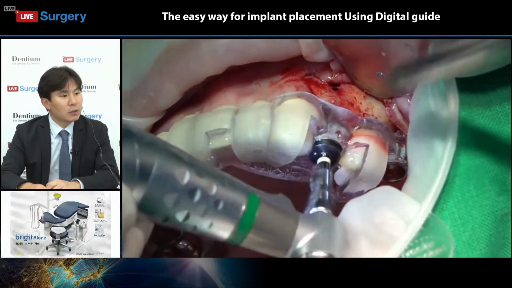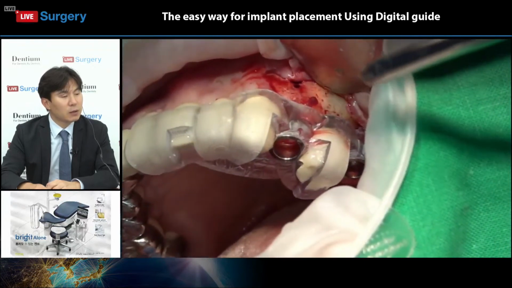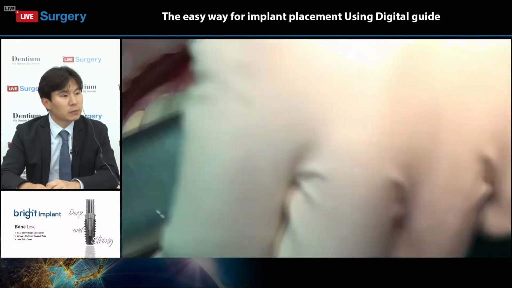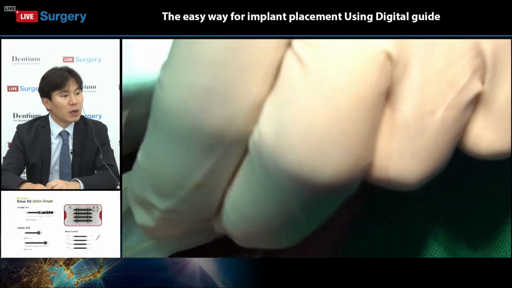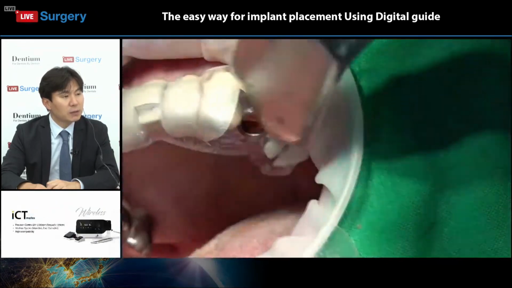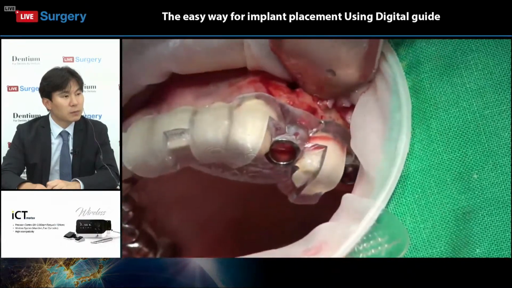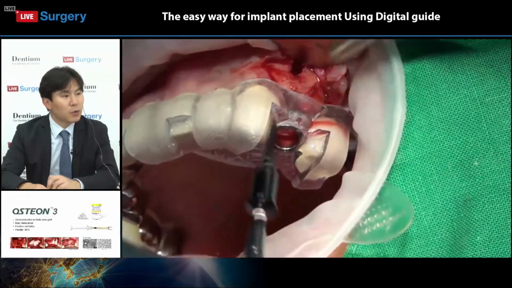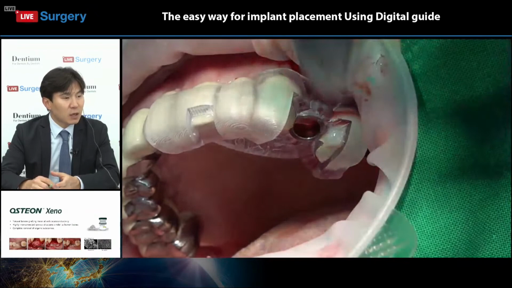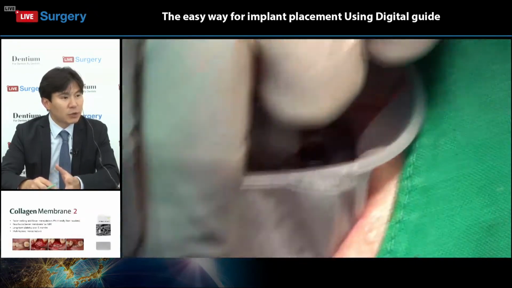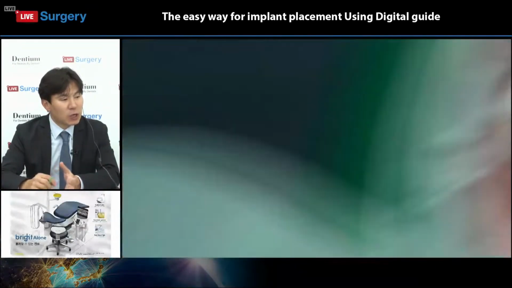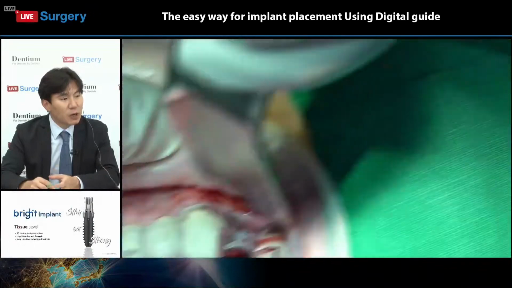And he is starting to drill the 24 area. You remember the healing of this area is not complete. So for this area, even though he is using the guide, he should be careful not to slide the drill buccally.